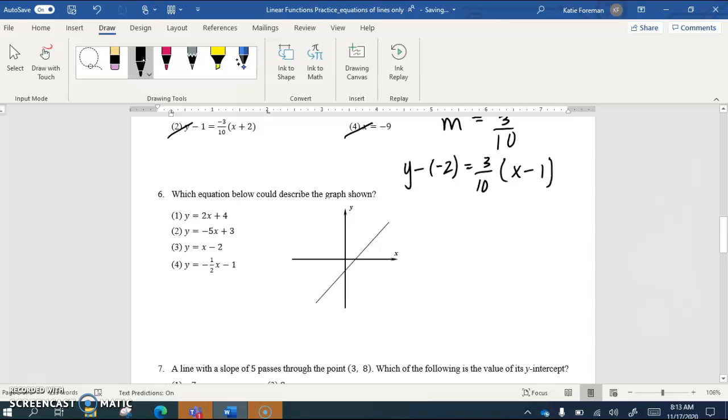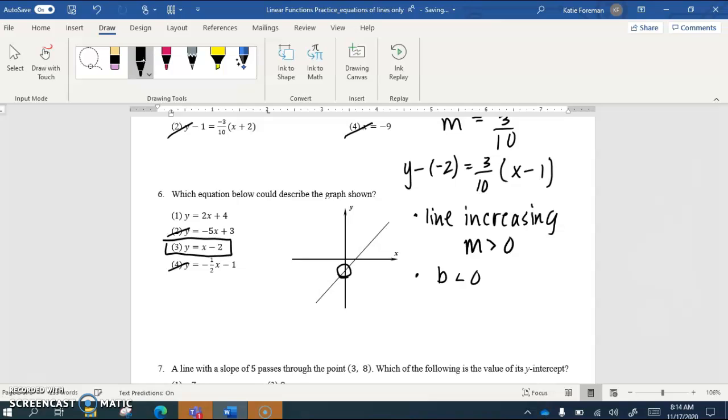All right, which equation below could describe the graph? Two defining features. My line is increasing. So since my line is increasing, that tells me that my slope has to be positive. So looking at my answer options, I can automatically eliminate numbers 2 and 4. Secondly, my y-intercept is a negative number, because it intersects the y-axis below the x-axis. So what's the only option that has a positive slope and a negative y-intercept? That would be the equation in answer option 3.